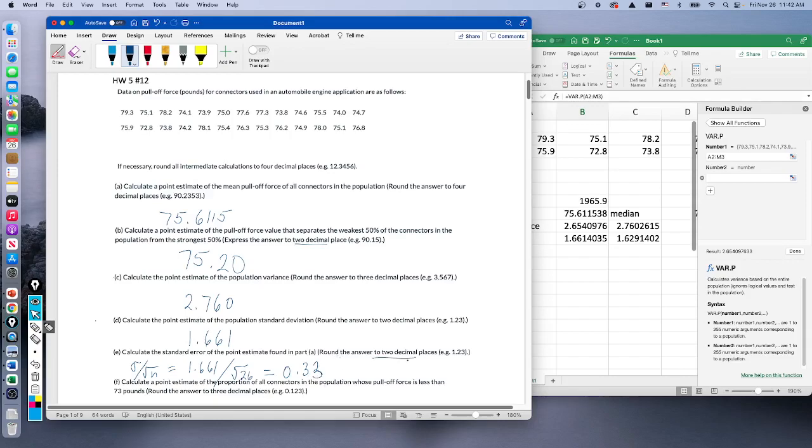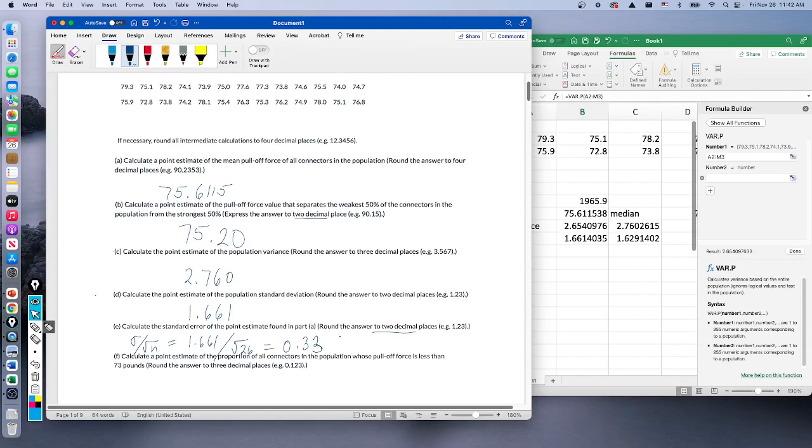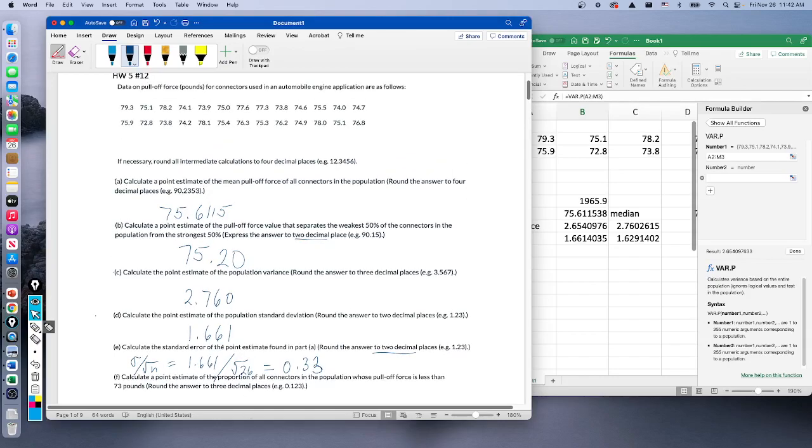Okay, and then finally, calculate a point estimate of the proportion of all connectors in the population whose pull force is less than 73 pounds. So we look up here, first of all, 73 pounds. Here's one. Any others? Look at them. Any others less than 73 pounds? Nope, just one of them.